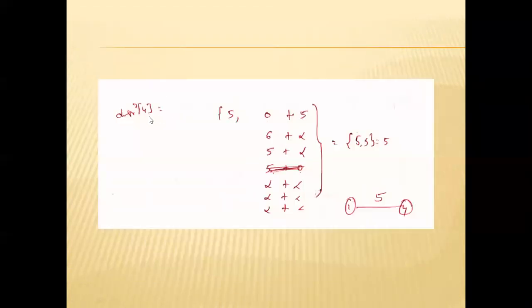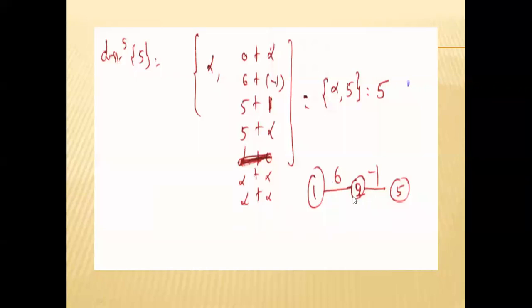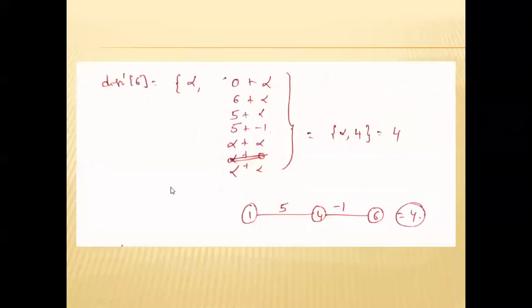Same you are calculating here. You are finding the shortest path by using two edges, 1 to 2, 2 to 5. That is 6 minus 1, 5. That is 5, 5. Next, 6. 6 means we are finding the shortest path from the first vertex to the sixth vertex by using two edges. Here distance square 6.